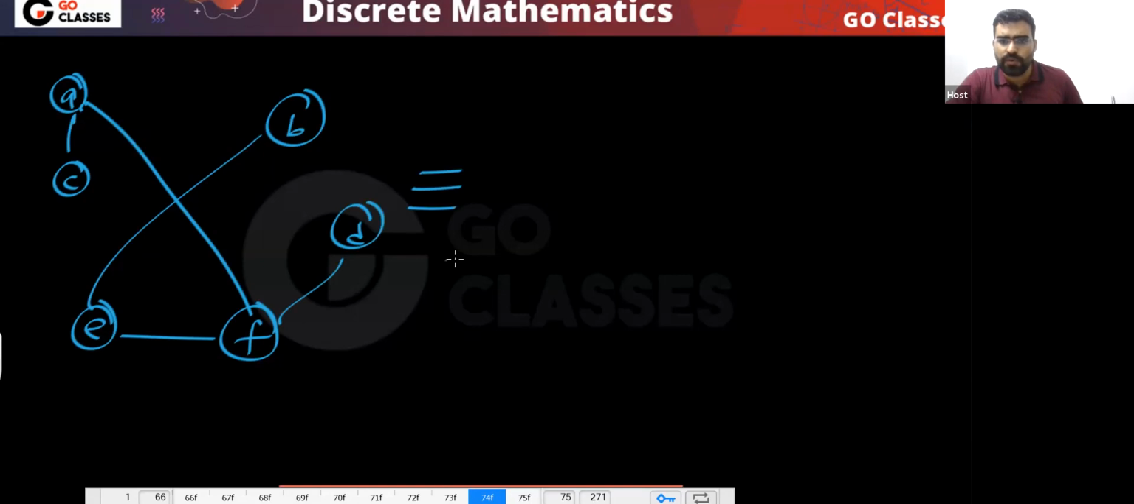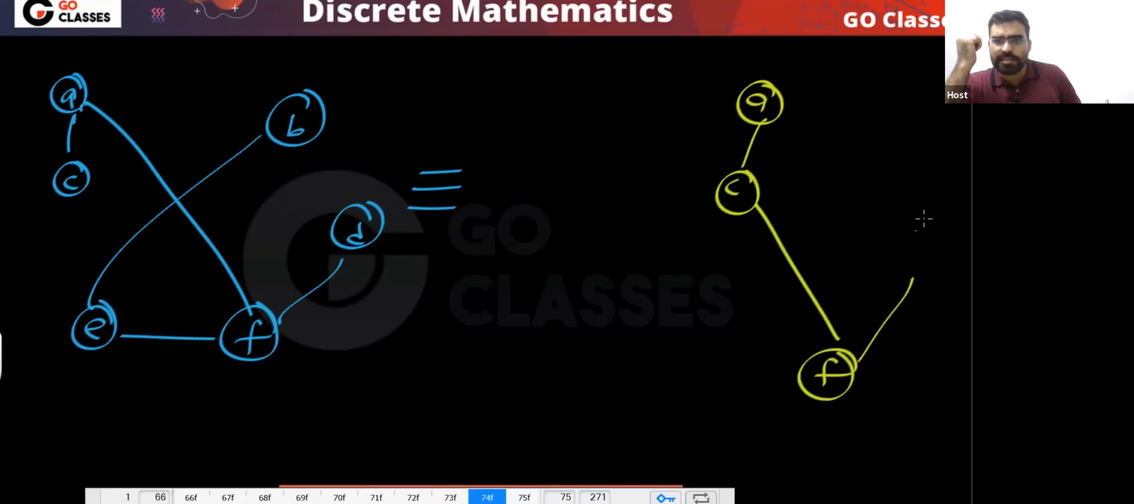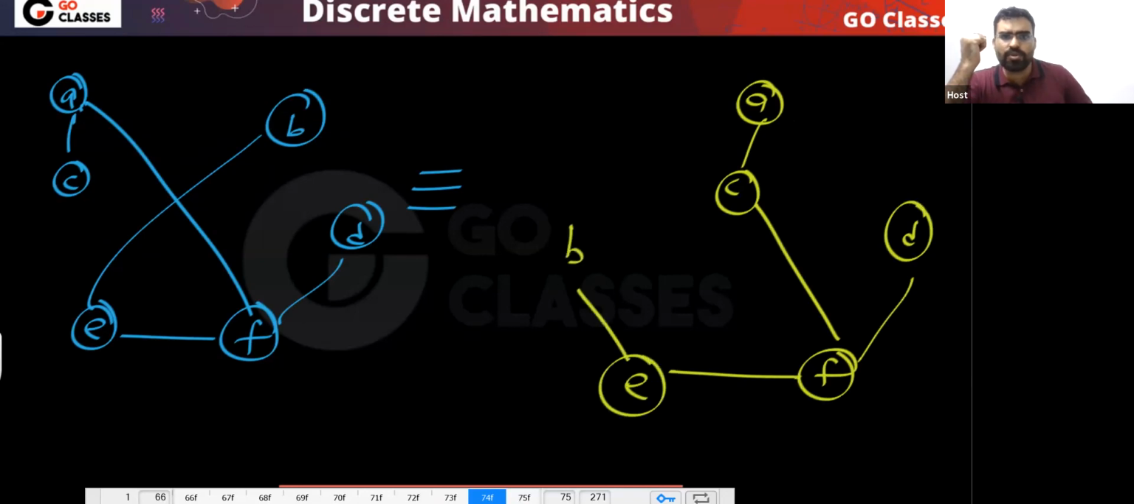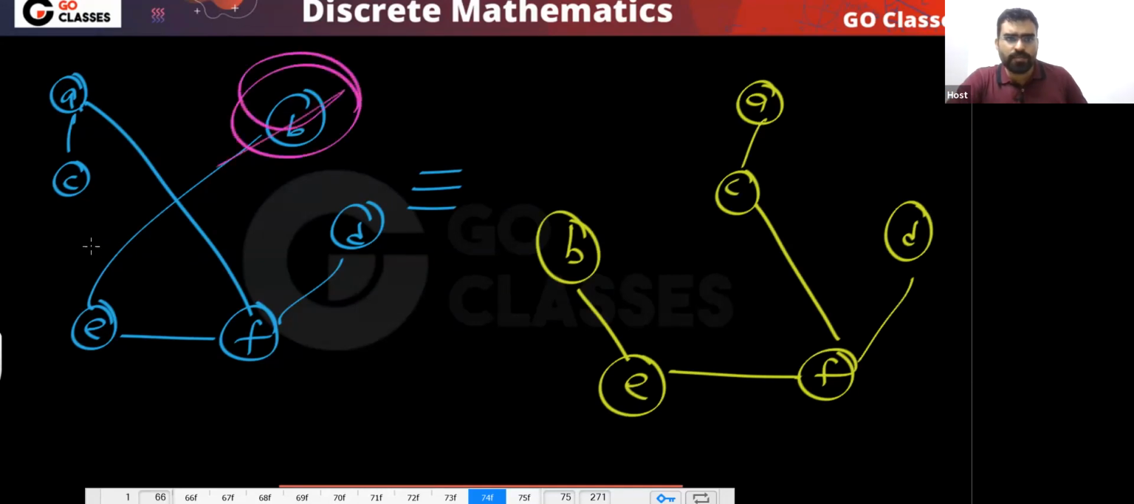You can notice what you can do. You can pick this B and you can pull it out. So what will you get? This is what you will get. This same graph you can write like this, E, B. The same graph you can write like this. Yes or no? Untwist. So just pick it and pull it here.